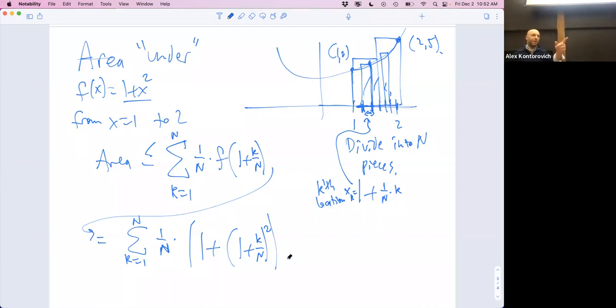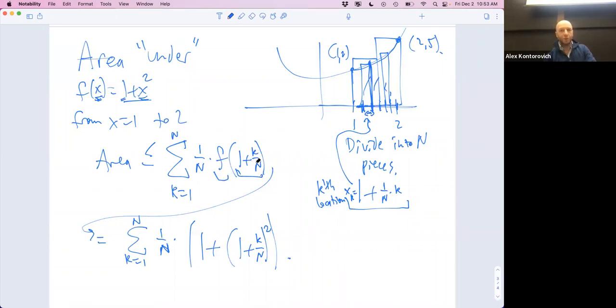Everybody happy with that? So what does the function do to x? It squares x and adds 1 to it. This is the location. This is the height of each rectangle. The height of the kth rectangle is the function value at 1 plus k over n.